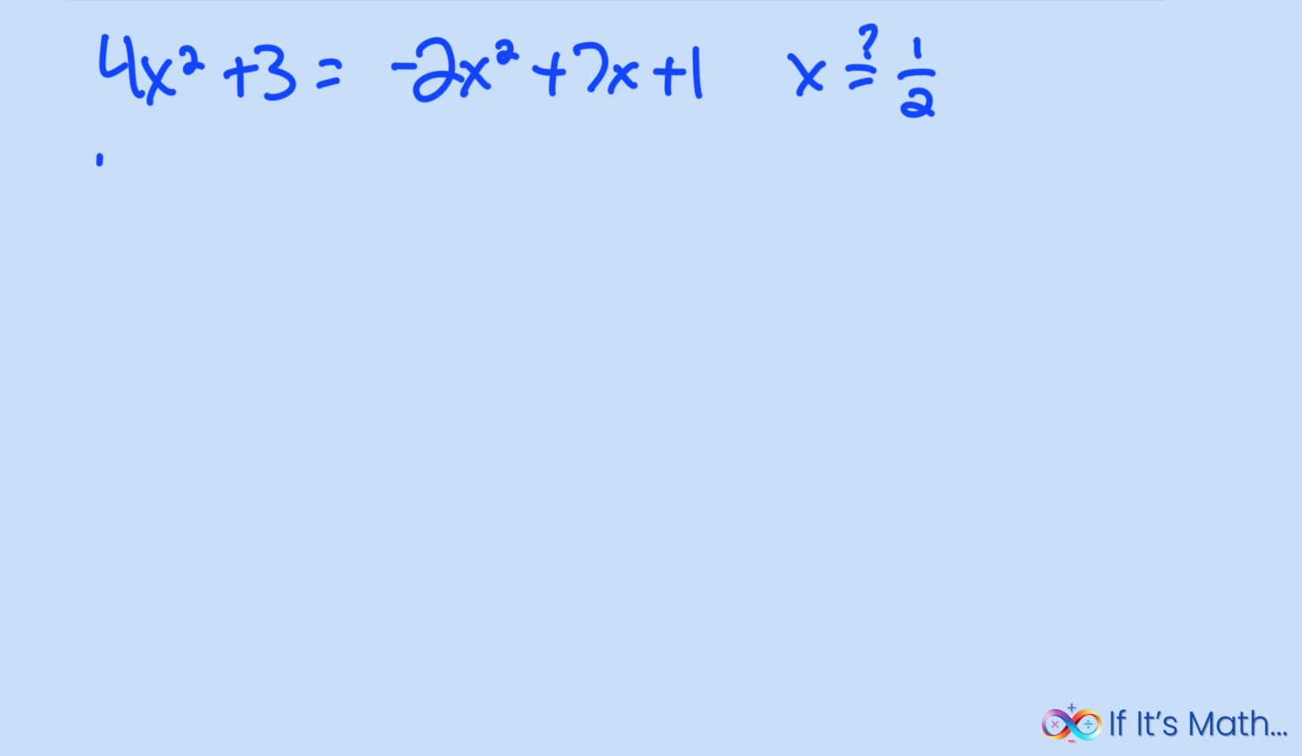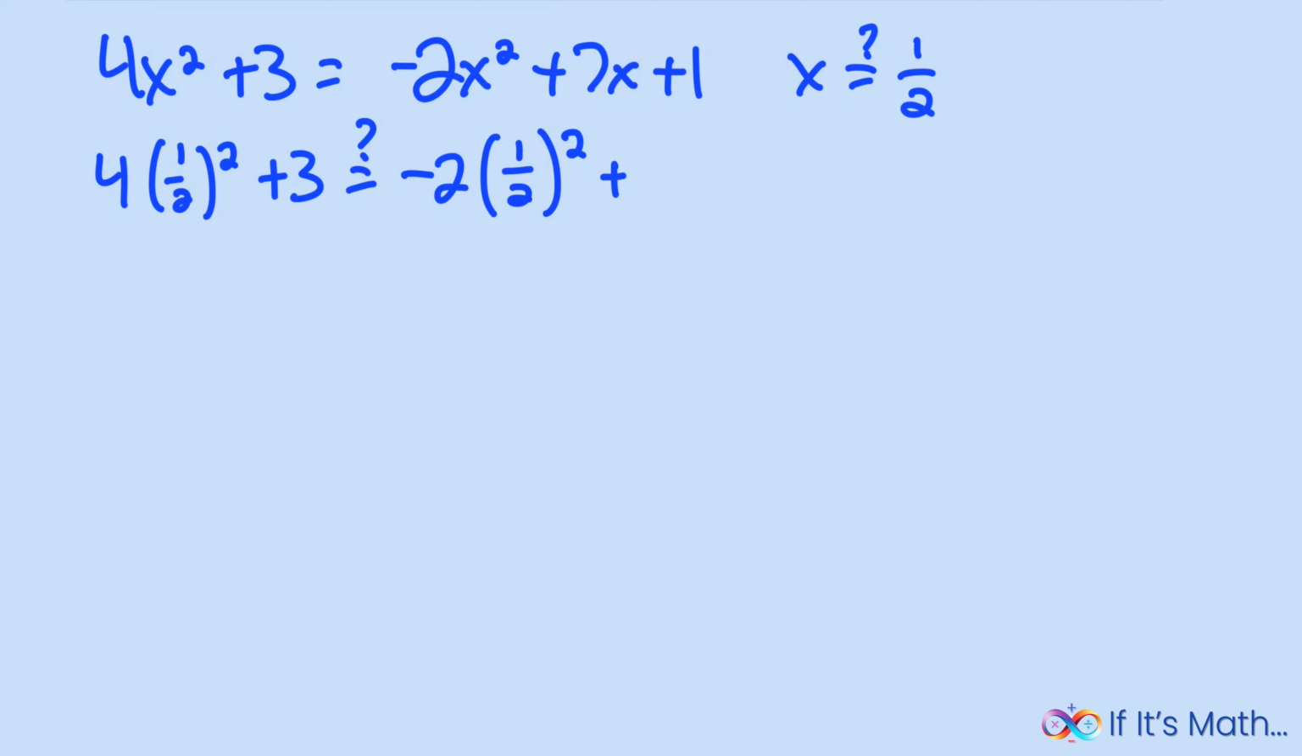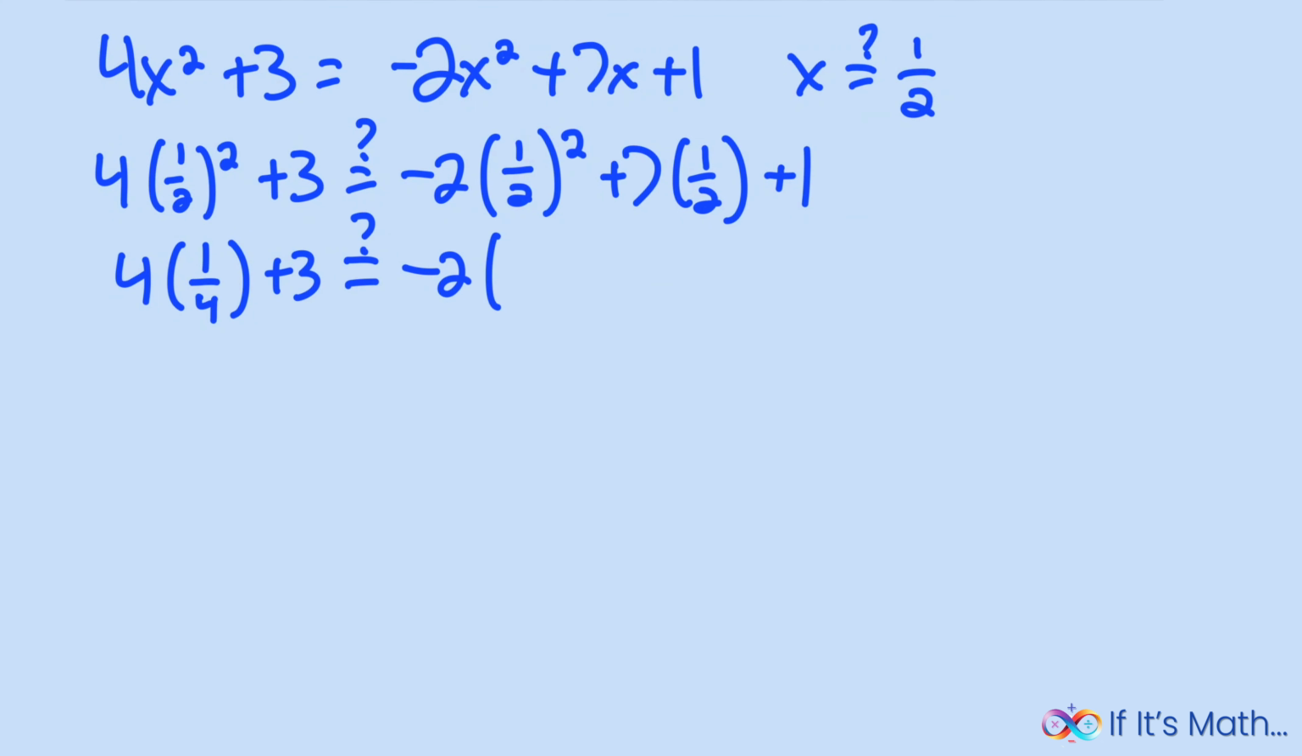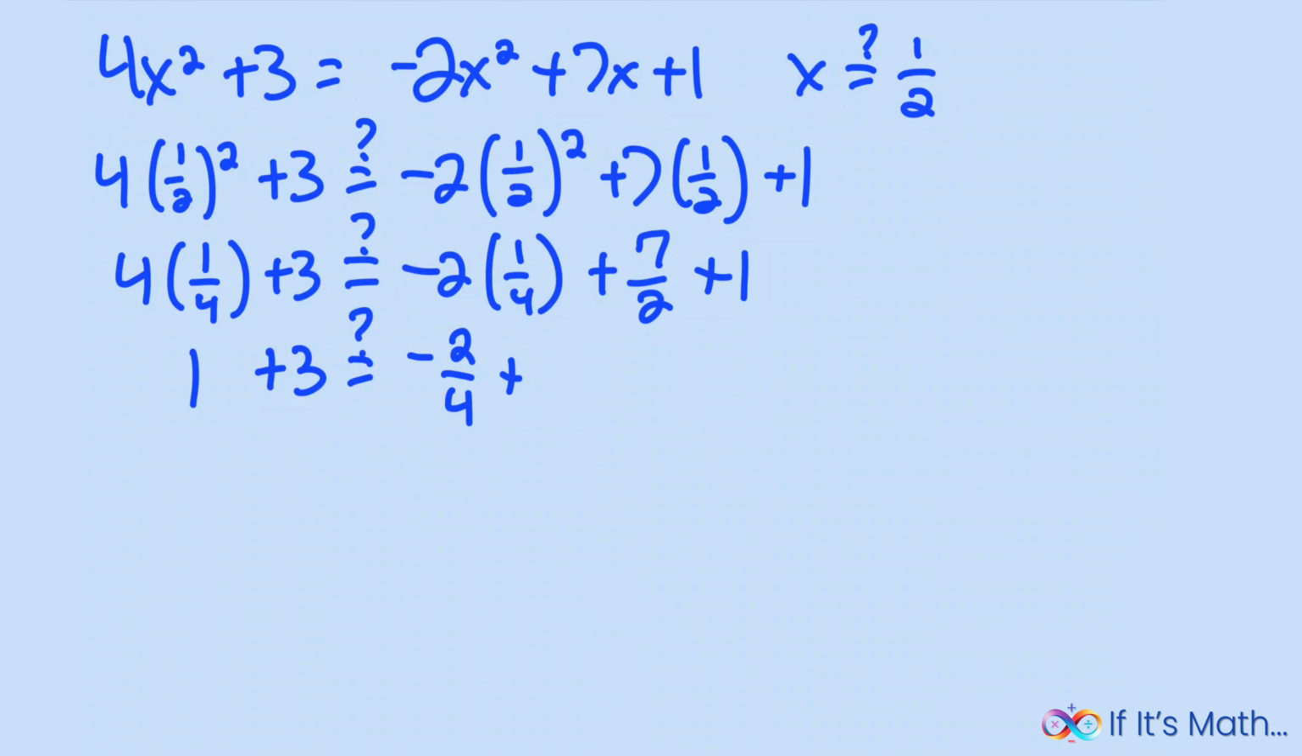Okay, so does 4 times (1/2)² plus 3 equal negative 2 times (1/2)² plus 7 times (1/2) plus 1? So 1/2 squared is going to be 1/4. So does that equal negative 2 times 1/4 plus 7/2 plus 1? So again, multiply the whole number times the fraction. You get 4 over 4, which is 1. So does 1 plus 3 equal negative 2/4 plus 7/2 plus 1?